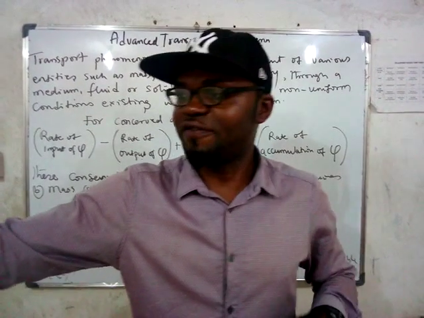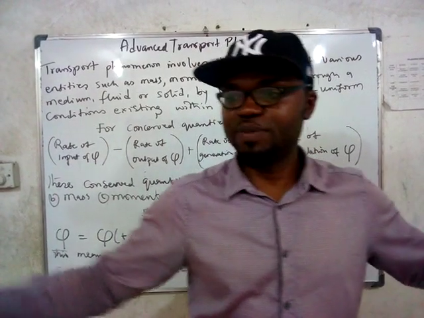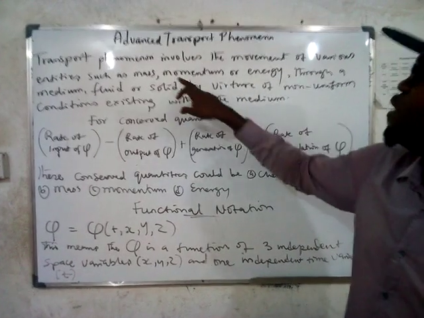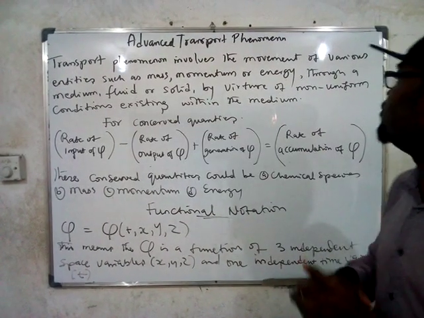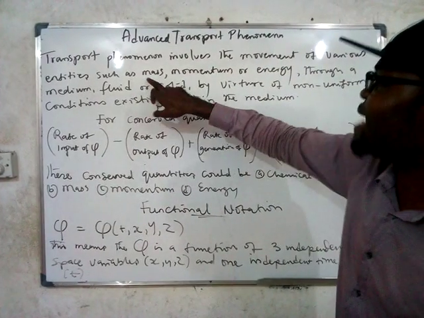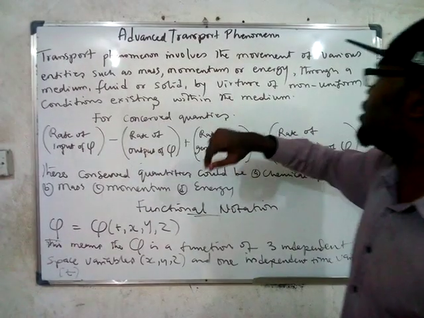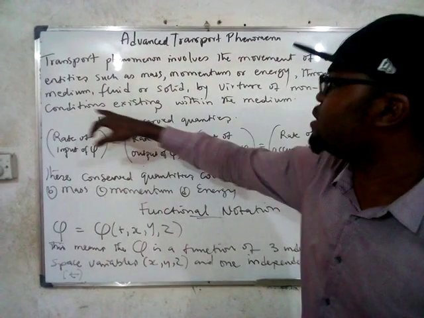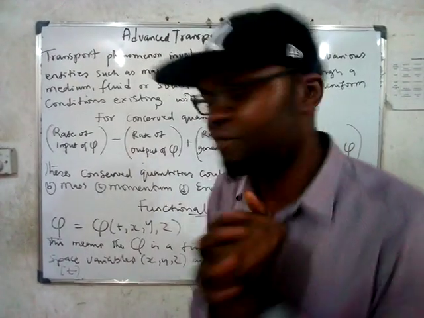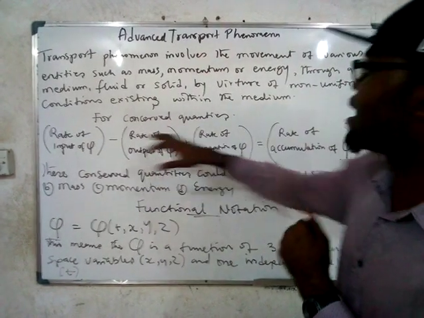When the fragrance from the perfume that you spray there is getting up to this place, the mass is moving. So mass could be moving, energy could be moving, momentum in fluids could also be moving. So whenever you have the movement of these various entities, either mass, momentum, or energy, through a medium, which could be fluid or solid, by virtue of non-uniform conditions existing within the medium, we say that we have transport phenomena. Very, very simple.